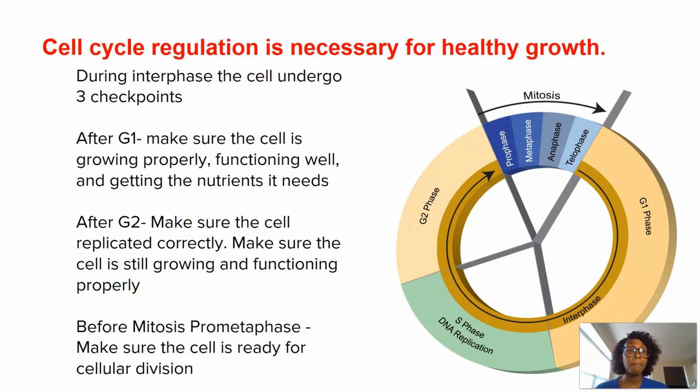So those checkpoints are there to make sure that the cell is regulating the correct way, and to stop the cell from dividing if there were any mutations that occur. What you do not want is for a cell that has multiple mutations to reproduce. Because if it reproduced one time, then it's going to continue to reproduce.